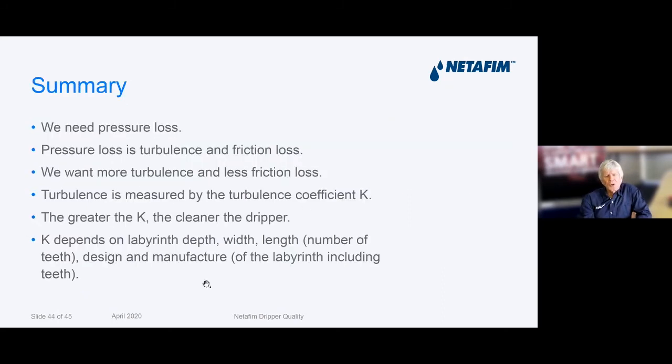So if I can summarize, we've seen that we need to create pressure loss, and that pressure loss is turbulence and friction loss. We want more turbulence and less friction loss. Turbulence is measured by the turbulence coefficient, K. The greater the K, the cleaner the dripper. Turbulence coefficient K depends on the labyrinth depth, width, and length, number of teeth, and its design and manufacture.